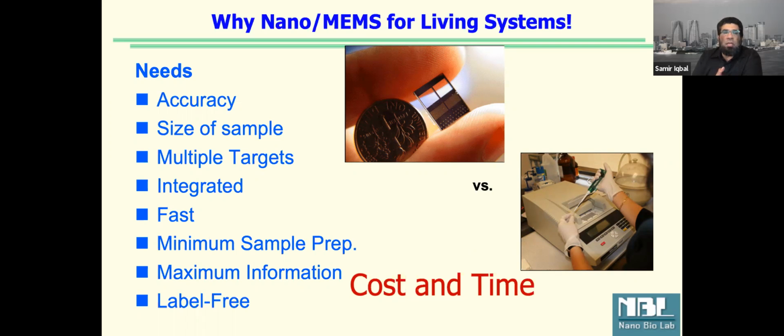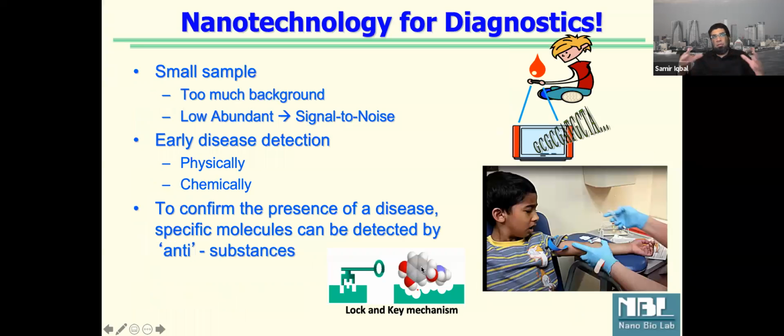We don't need too much energy to do that. And it's small, you can get results much faster. So essentially, there is a long range of reasons why we want to do this, why we want to create nanosensors for biosensing.